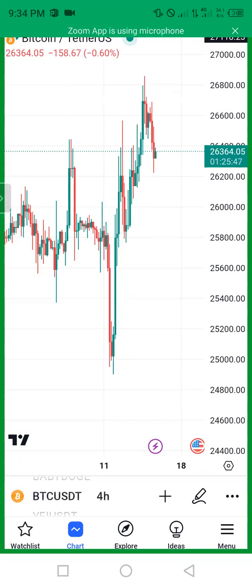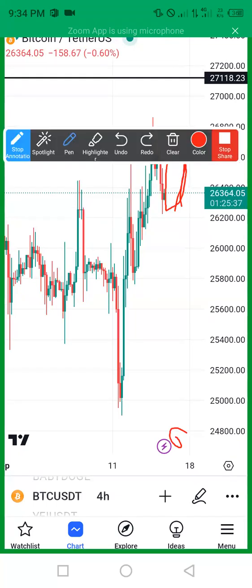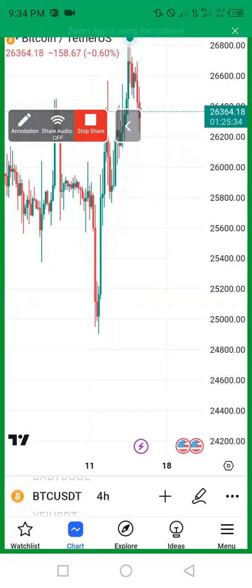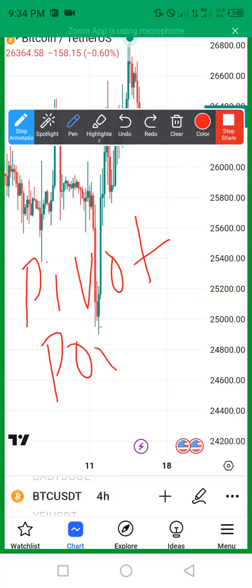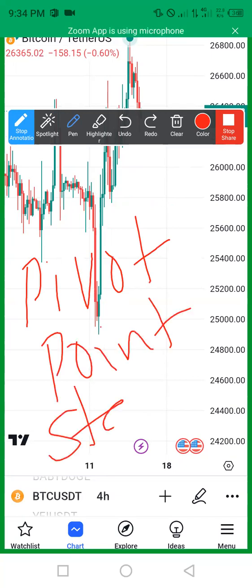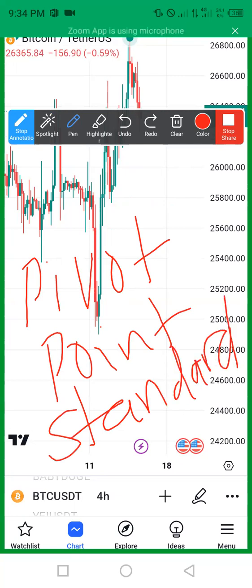The indicator that we are going to look at is an automatic support and resistance, and it is called pivot point standards. Don't mind my handwriting, just understand what I am saying. Pivot point standards is what we are going to look at this evening. It draws support and resistance automatically.